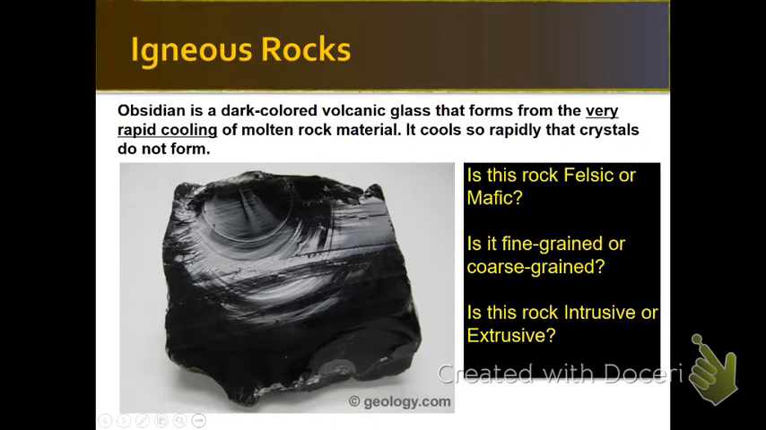So is it intrusive or extrusive? It is extrusive. And volcanoes are a perfect example of an extrusive landform because the magma is coming right out onto the land. So volcanoes produce extrusive rock.